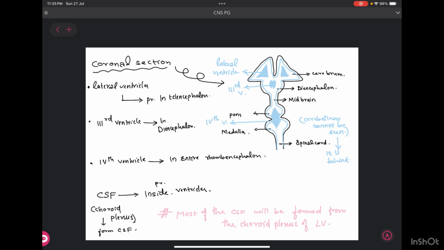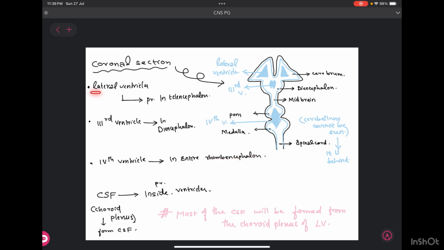So in the cerebrum, we have these two lateral ventricles. Okay, these are the two lateral ventricles, and we have four ventricles. We have two lateral ventricles, a third, and a fourth ventricle. The third ventricle is over here in the diencephalon. We also have a fourth ventricle over here in the pons, medulla and also the cerebellum. That is the entire hindbrain, or rhombencephalon.